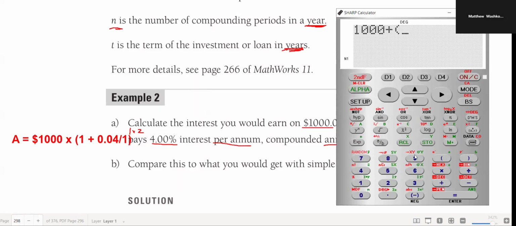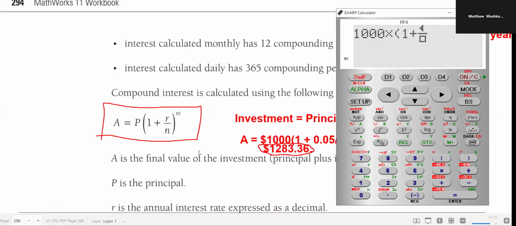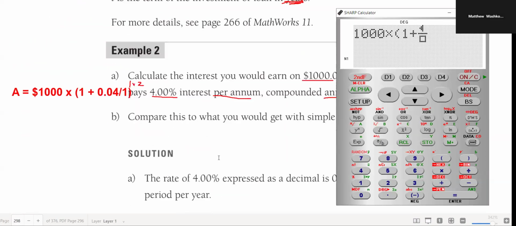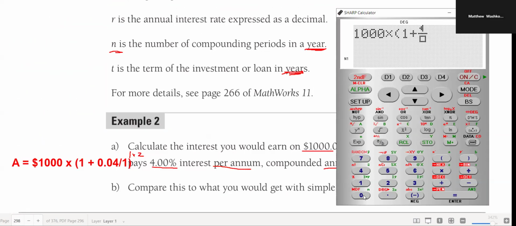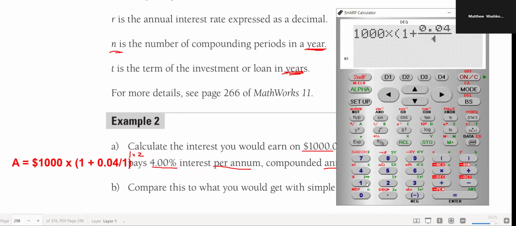So 1,000, sorry, not plus, times 1 plus, wait, am I doing that right? Yeah, plus 0.04 over 1. Use your arrows here. Arrows are important now, right? Because you need the bracket. You don't need the bracket to go here. That's going to cause problems. You need the bracket to go here. To the power, yx button, of 1 times 2, or you can just put 2. $1,081.60.